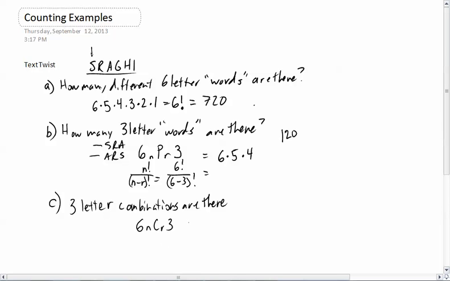nCr 3. Or you can do the n factorial over n minus r factorial on the bottom. That r factorial is the thing that gets rid of the extra permutations right there. And so if you do that, you will find that there are 20 different combinations of 3 letters that you can end up with. All right, so that's a few examples of how you can use combinations and permutations with the game of Text Twist.